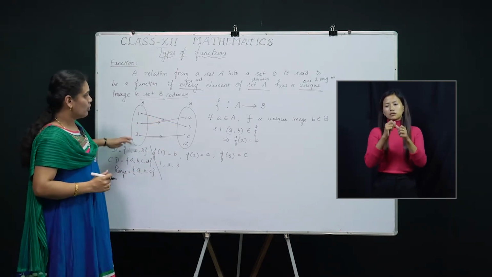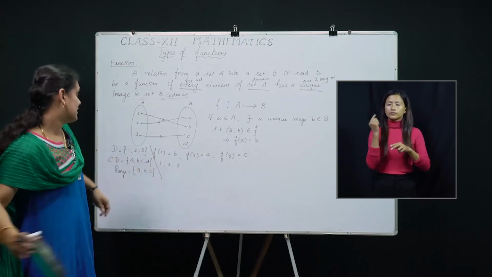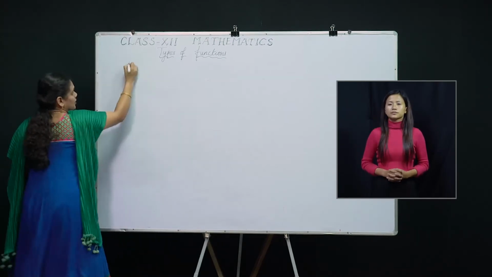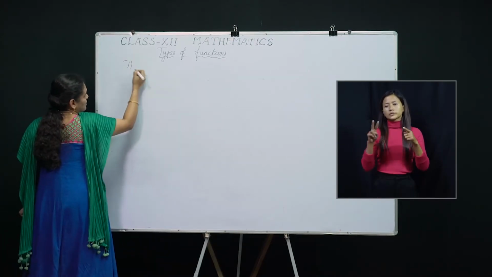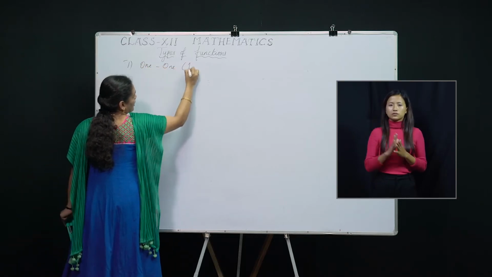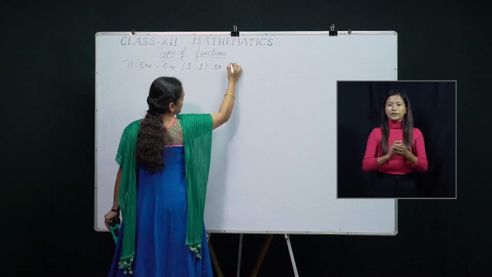All right, now let's move on to the types of functions. This all you studied in class 11. The first type is 1 to 1, or you can write 1-1 like this. The other name for 1 to 1 function is injective.